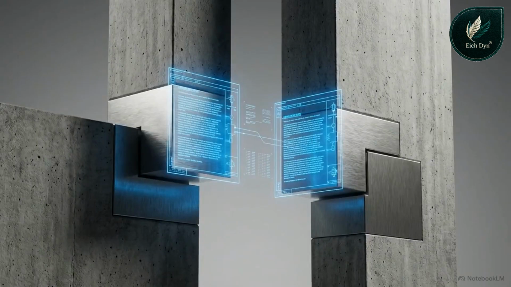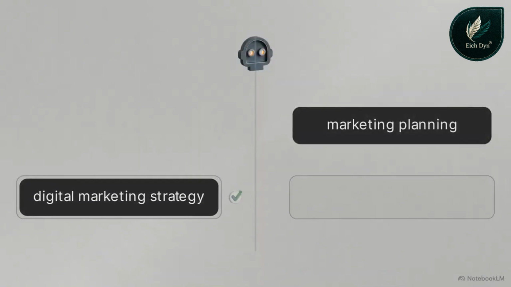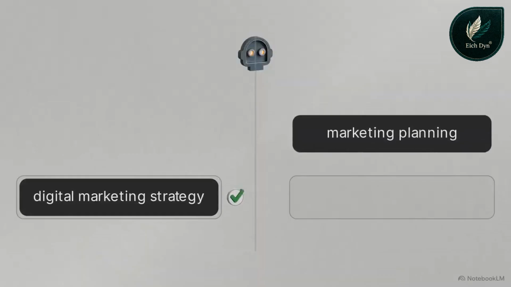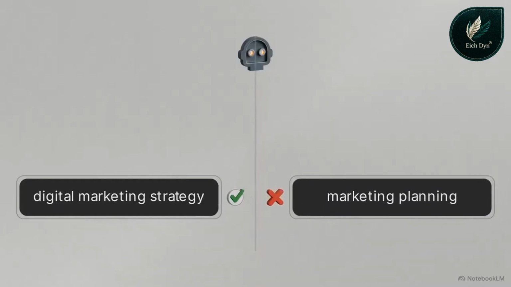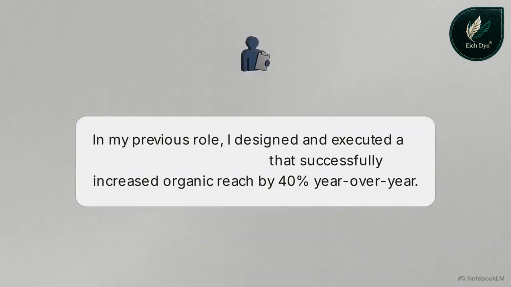Step 1 in bypassing the filter is the mirroring strategy. This means reflecting the employer's exact language back to them in your text. Synonyms trigger algorithmic rejections. The exact phrase "digital marketing strategy" registers as a success, while "marketing planning" fails the match. These exact terms must be woven in contextually so the sentence reads naturally for a human reviewer.